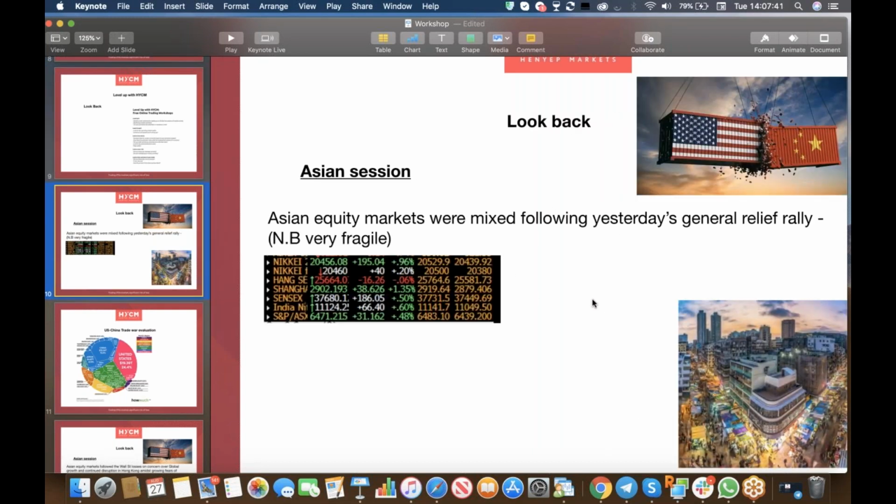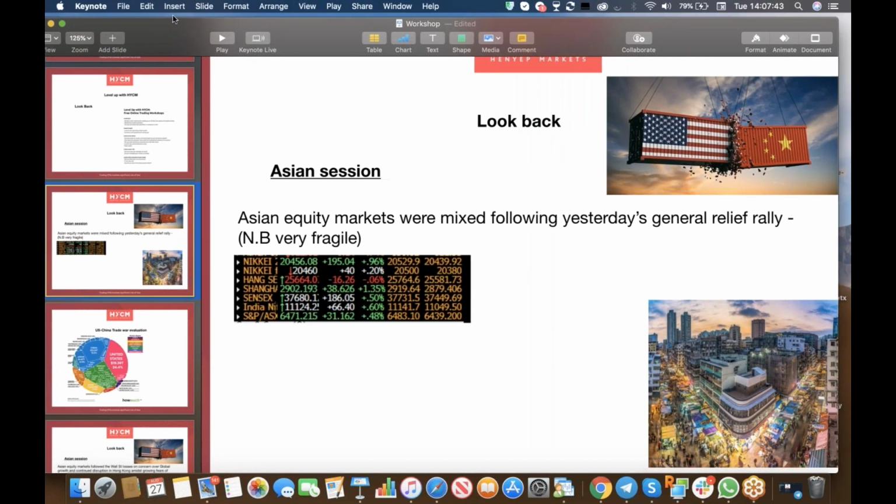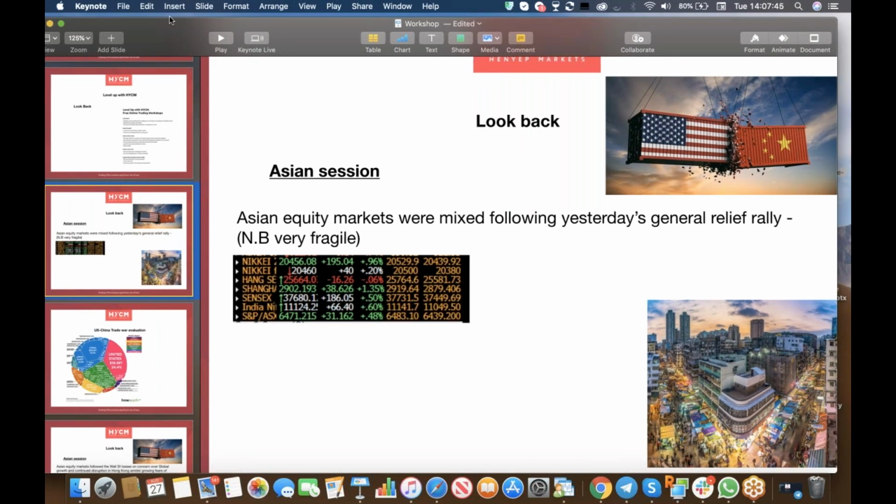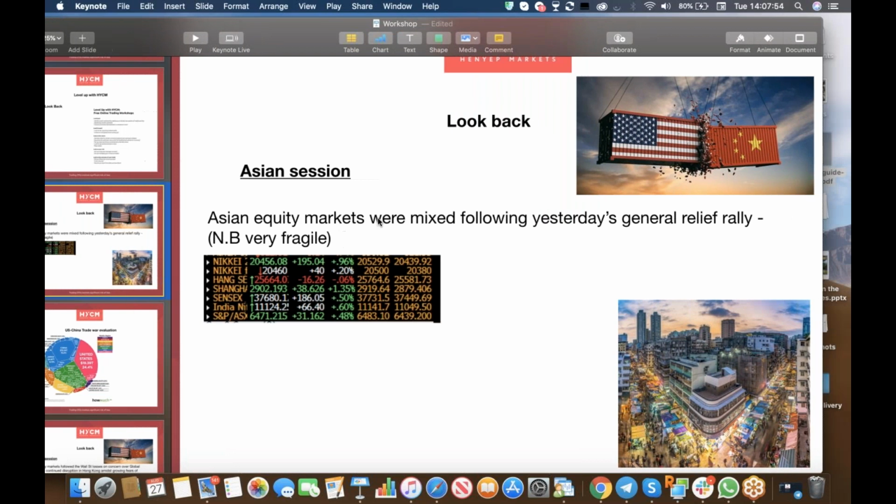So coming to the desk, now we're going to go through some things to help cement this into our mind, particularly some of you regular guys. Now, we come to the market, the Asian session. The Asian markets were quite mixed following yesterday's general relief rally. And the first thing to note is that risk is very fragile at the moment, okay? We had a big risk off sentiment on Friday, then we had risk on Monday, and now we're in a very fragile risk mode.